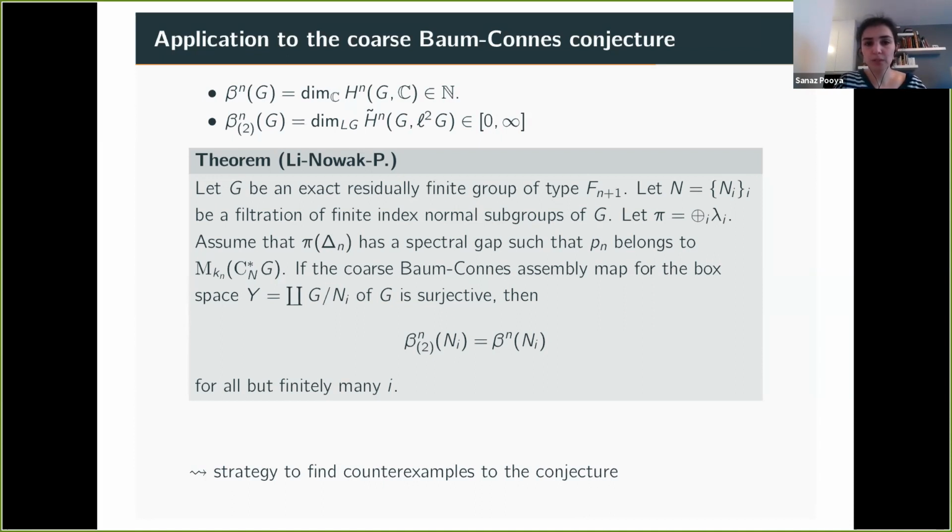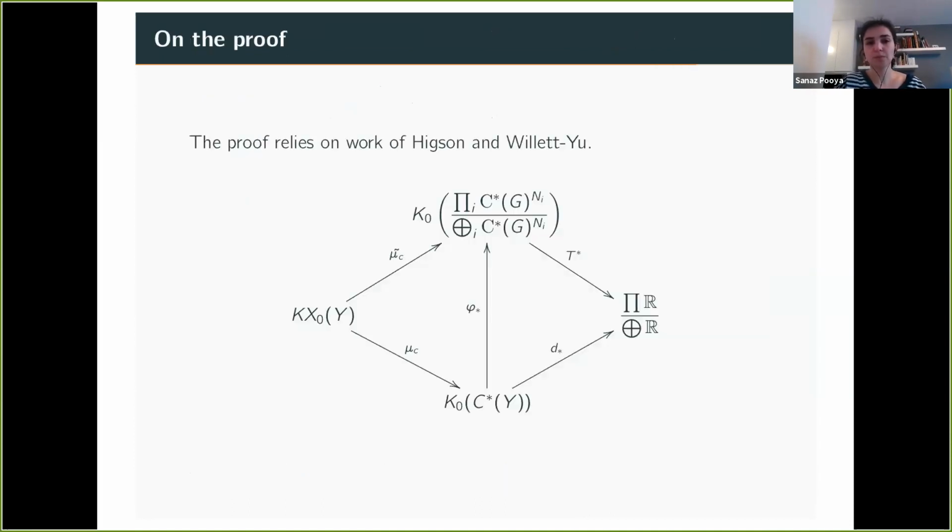Maybe a few words on the proof. This proof uses the idea of Higson's original result on counterexamples for the Coarse Baum-Connes conjecture, which was then developed further by Willett and Yu. So we have this diagram here.